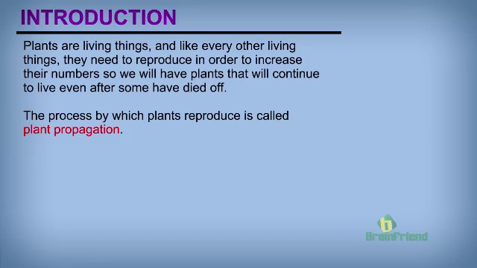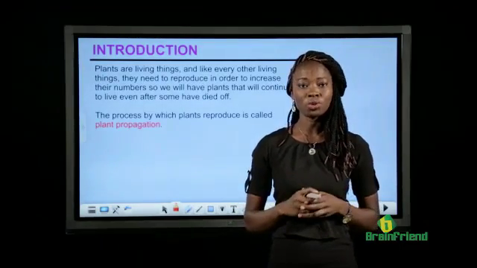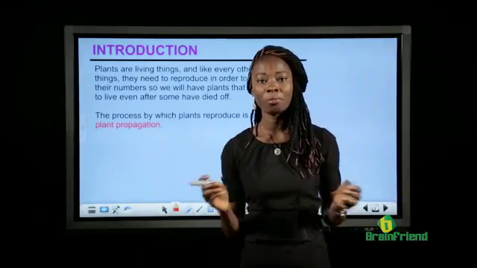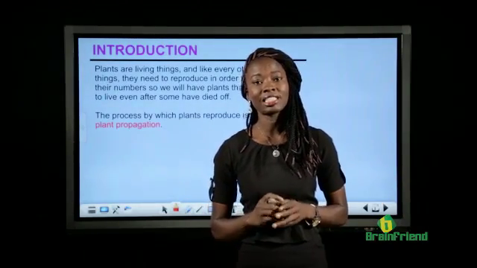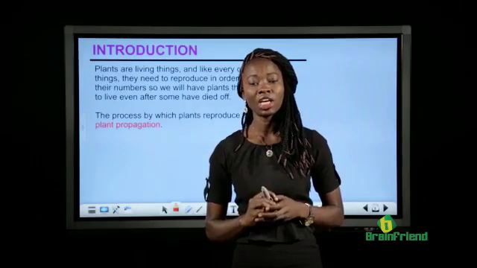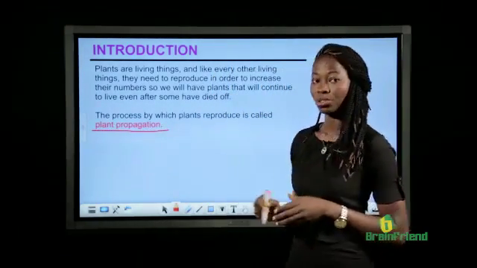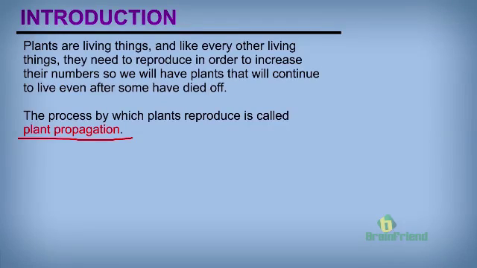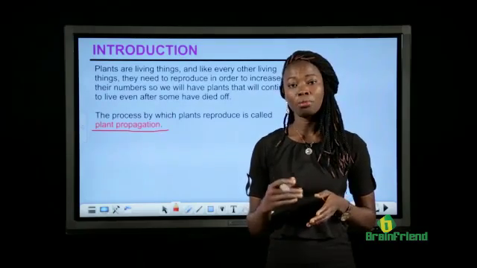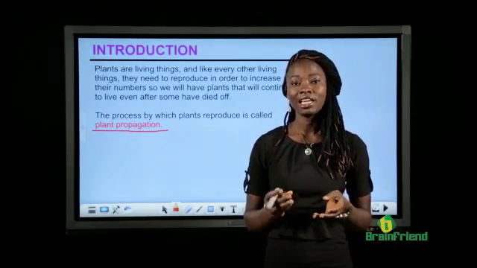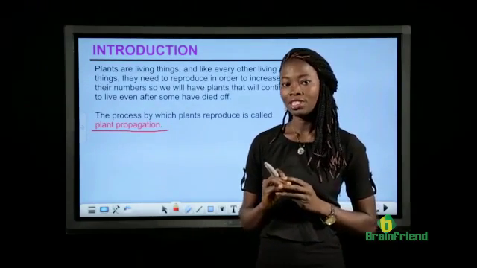Plants are living things, and as we all know of every living thing, plants need to reproduce in order to increase their population. Plants also need to reproduce in order for us to keep having them with us. The processes involved in plant reproduction is known as crop or plant propagation. A crop is a plant that is grown in the farm by farmers. In this lesson, we shall be using the term crop or plant. They all mean the same thing.